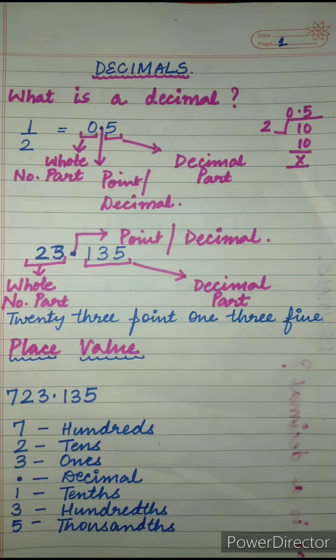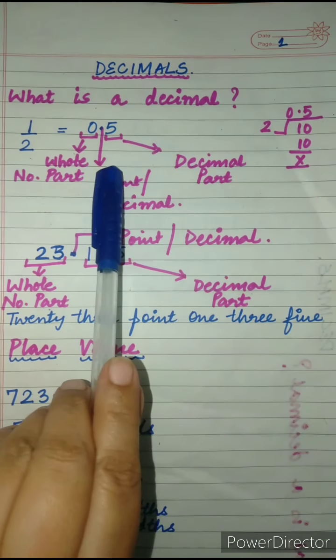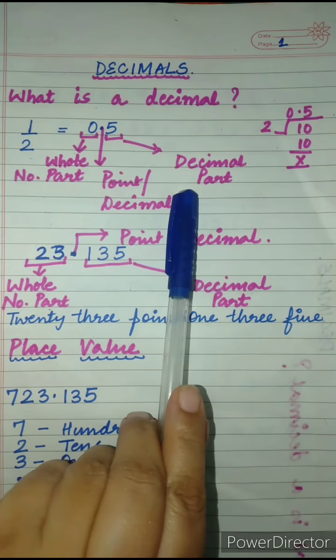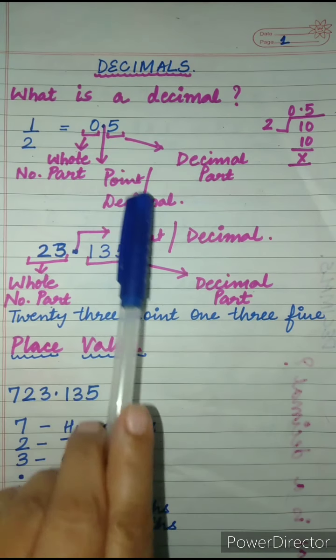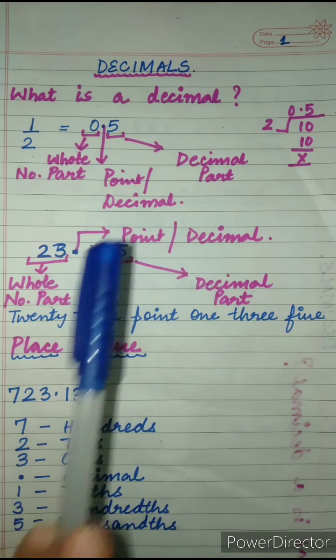Now if you see the decimal number here, 0.5, you can see that this decimal number has been divided into two parts. That is, the part which is on the left side, that is 0, is known as the whole number part, and the part which is on the right side of the decimal, that is 5, is known as the decimal part, and this point is known as the decimal.